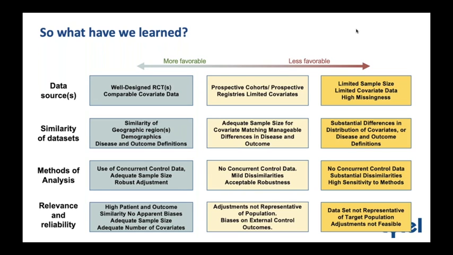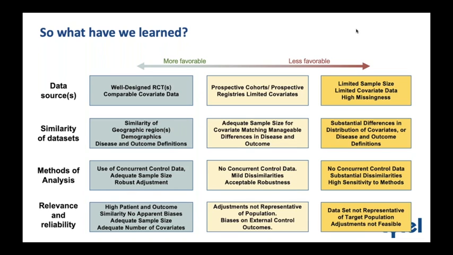But if part of your validity or reliability argument lies on statistical adjustments, then you have to aim for sample size, because if you only have 100 patients, you can barely even reliably adjust for one variable. And then, of course, the relevance, and you have to make sure that there are no apparent biases in the trials or the data sources that you're taking.